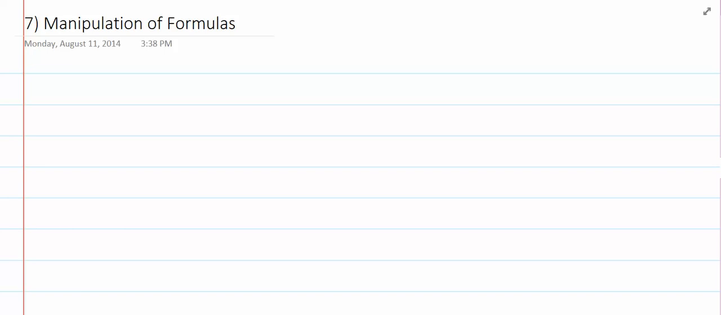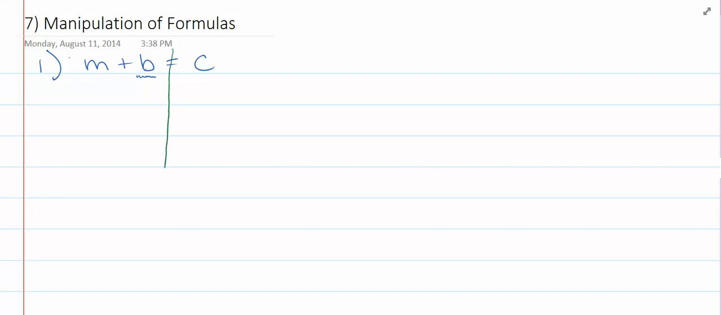Alright, the last part of Unit 2 is manipulation of formulas. It's very similar to solving an equation, except now you have a bunch of letters instead of numbers and one unknown. So you do want to work through it the same way as solving an equation. If you look at the first problem, number 1, it says m plus b equals c, and it says solve for b. So this b is what we're trying to get by itself. Okay, so we want to get b by itself.